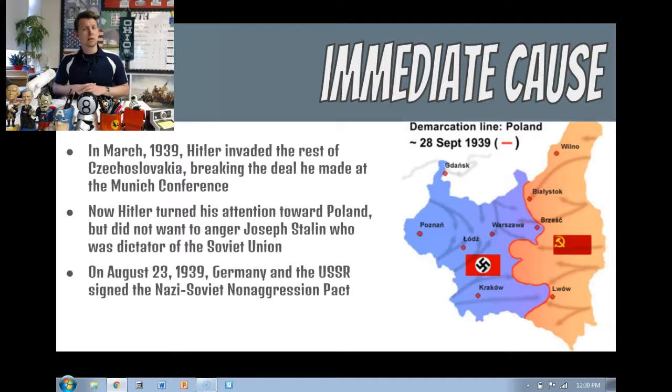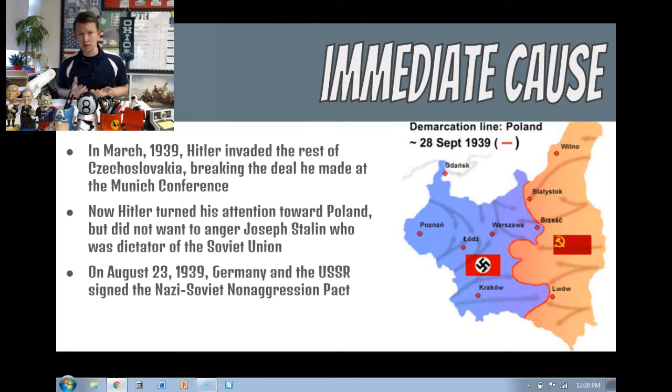A lot of historians believe that Hitler remembered at least a little bit about World War I and the Schlieffen Plan, and knew that if he ended up having to fight Britain and France, and he didn't sign some kind of agreement with Russia, he would end up fighting a two-front war. So the Nazi-Soviet Non-Aggression Pact is basically that. It's a way to avoid that two-front war.